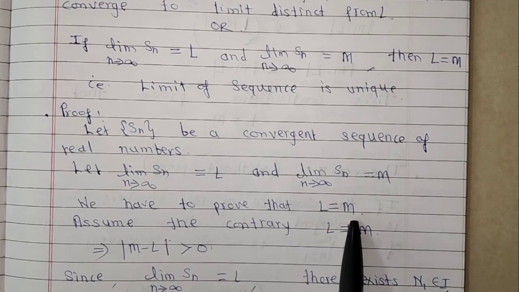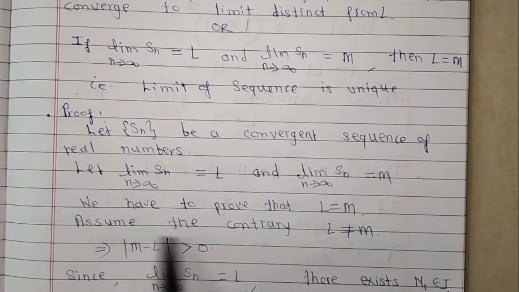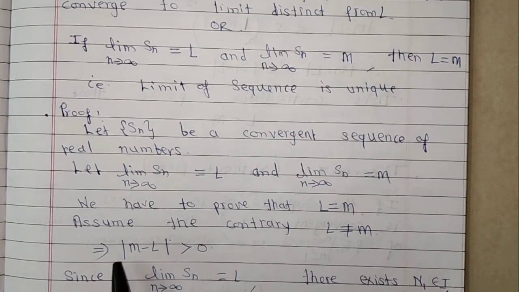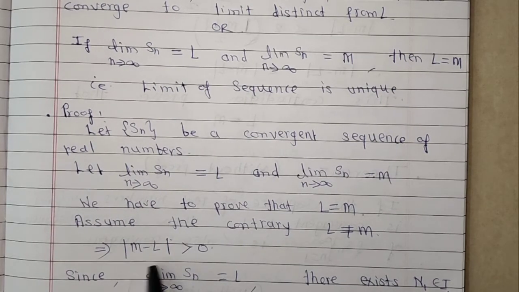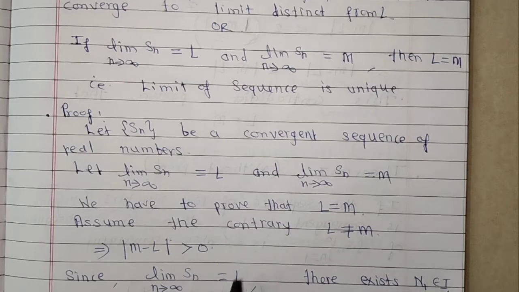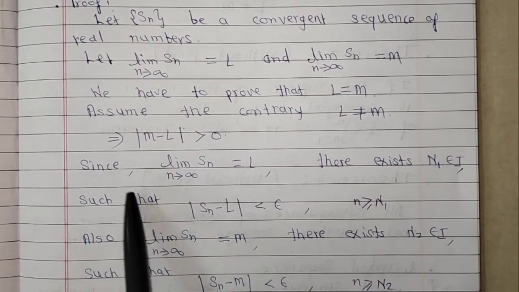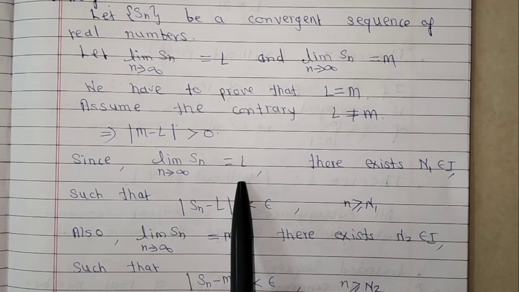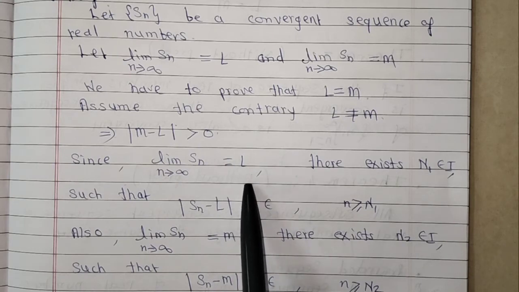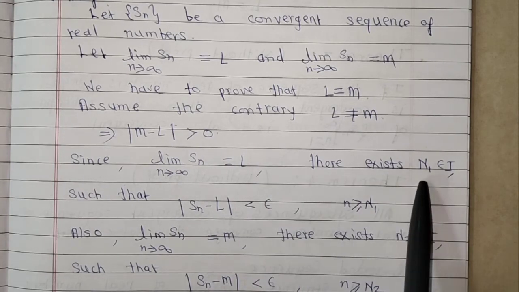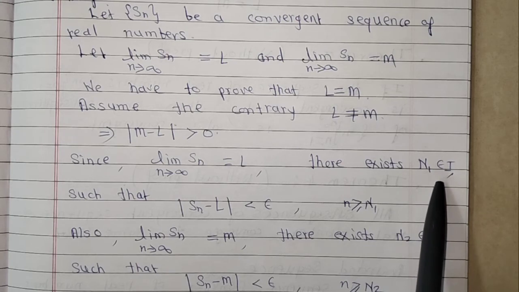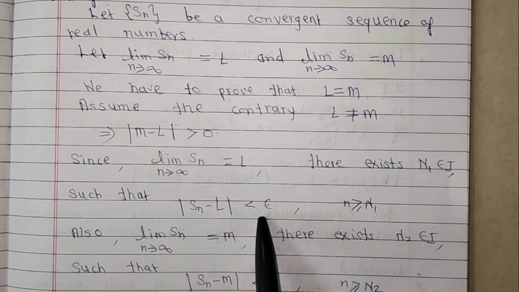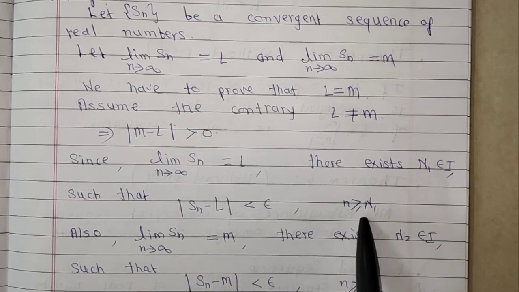To prove that L is equal to M, we assume the contrary. That means we assume that L is not equal to M. This implies modulus of M minus L is greater than 0. Since the limit of Sn as n tends to infinity equals L, by the definition of limit there exists n1 belongs to I such that modulus of Sn minus L is less than epsilon when n is greater than or equal to n1.